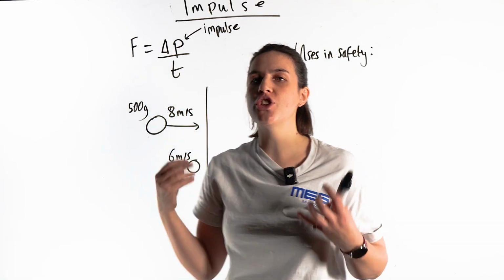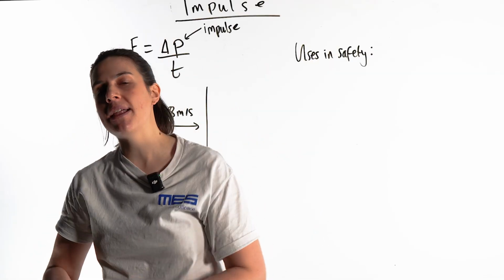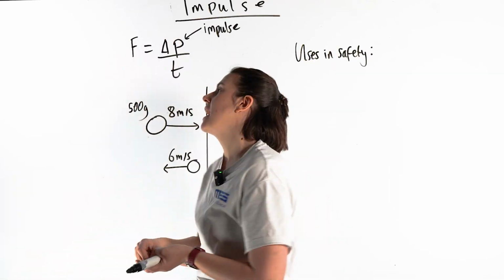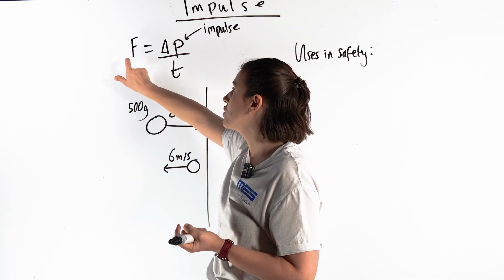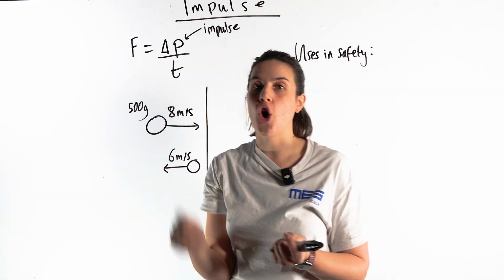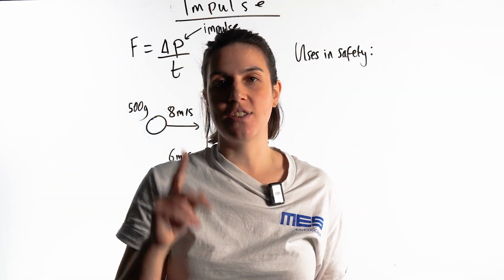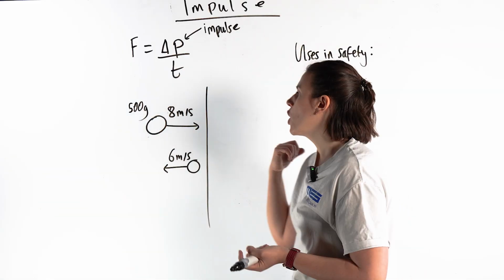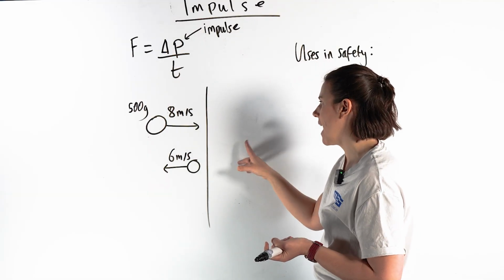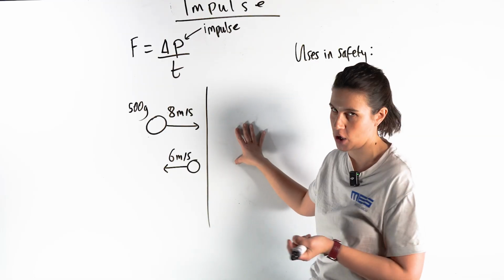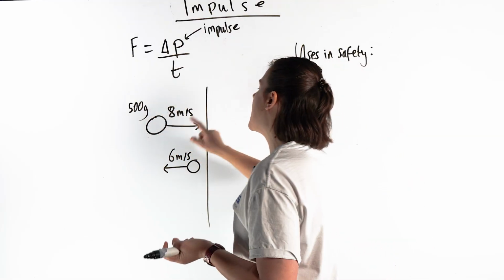So we've got an object that changes velocity, its momentum will change. If we take the change in momentum and divide it by the time, we can find the force that must have been acting on the object to change its velocity. Now, a question that I really like on this topic comes from an exam question a couple of years ago, okay? And it's about a tennis ball being hit against a wall.